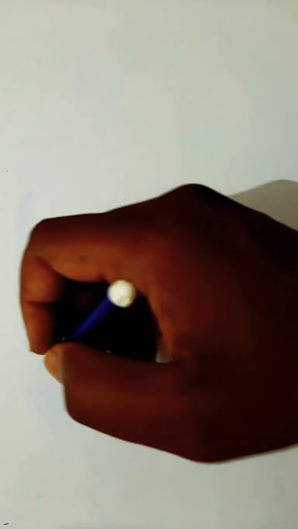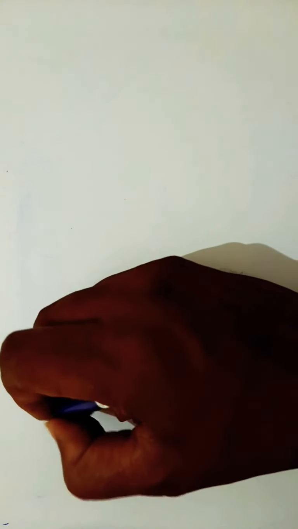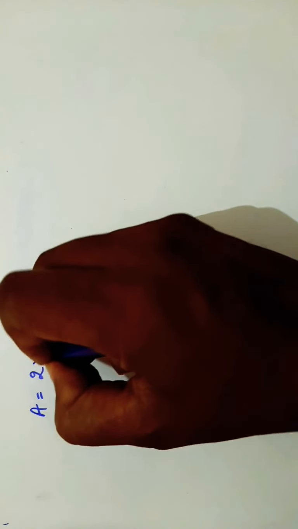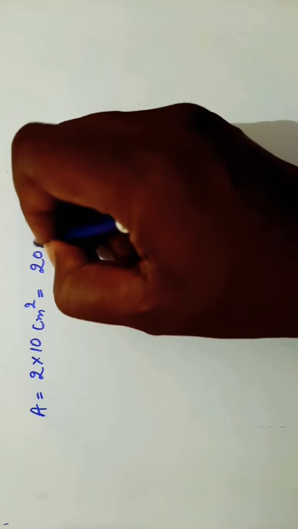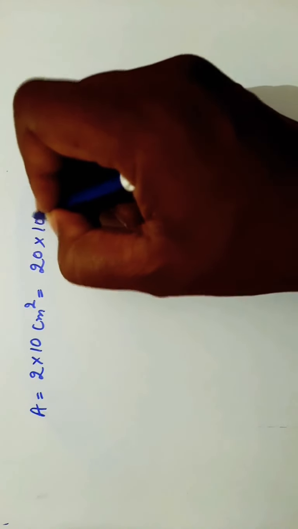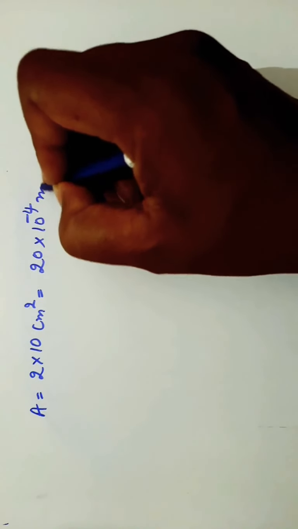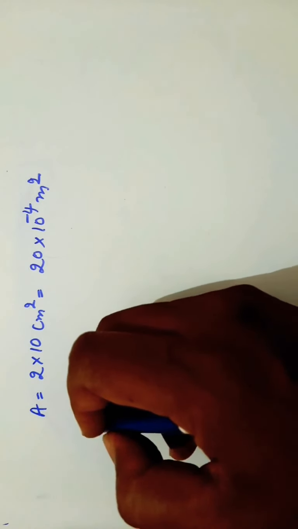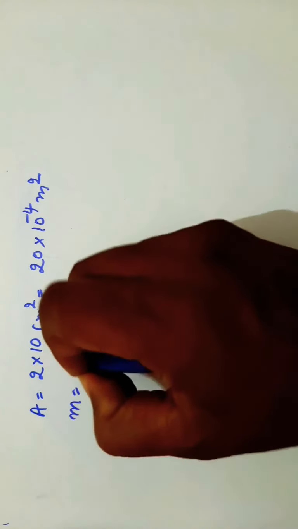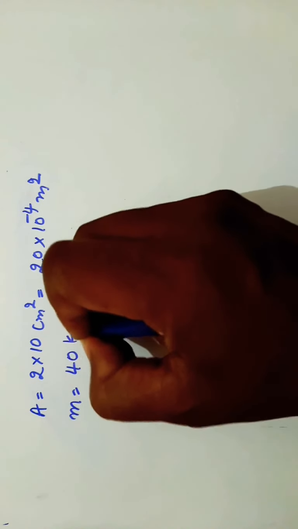In this problem, they give two femur, each of cross-sectional area 10 cm square. So, the total cross-sectional area of the femur is 2 into 10 cm square. So, that is 20 into 1 cm square, which is 10 to the power of minus 4 meter square. And the mass of the woman's body is given, that is 40 kg.